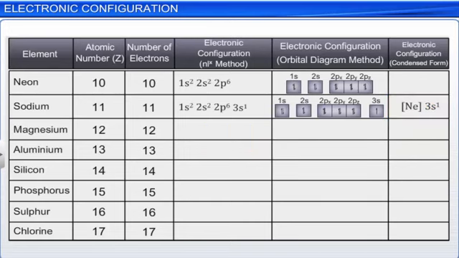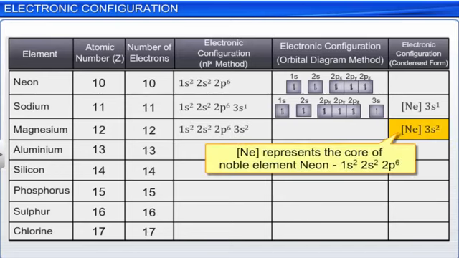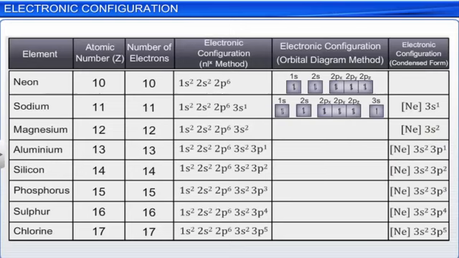Similarly, the electronic configuration of magnesium can be written in a condensed form as [Ne] 3s2. Observe how the electronic configurations of elements with atomic numbers 11 to 17 are written in a condensed form in terms of neon.